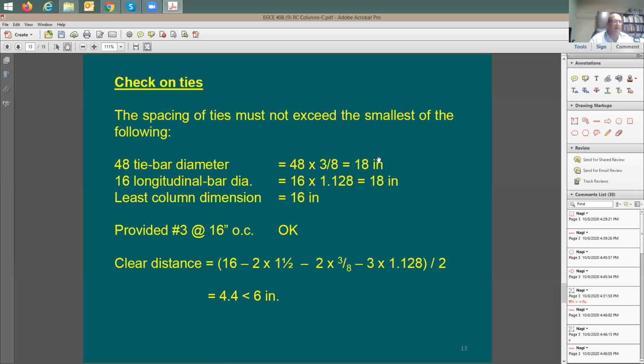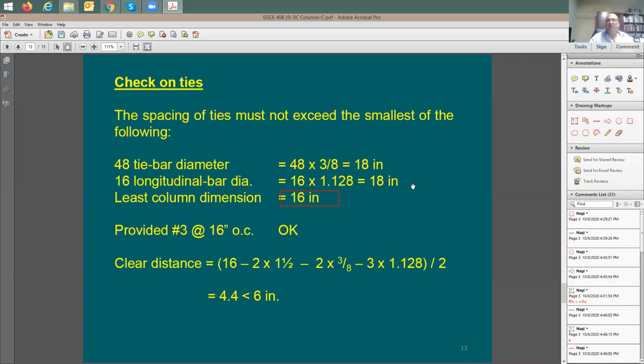Okay. Second one, it says 16 times the longitudinal bar diameter. I have here number 9, which means roughly 1 1/8 of an inch times 16. It says also 18 inch, same as this one. And then also the least column dimension. The column is 16 by 16, so I have a square column, and the column dimension here is 16 inches. Now, which one is the smallest of all of these? I'm going to say this one here controls the spacing, 16 inch. So 16 inches is going to be the limit.